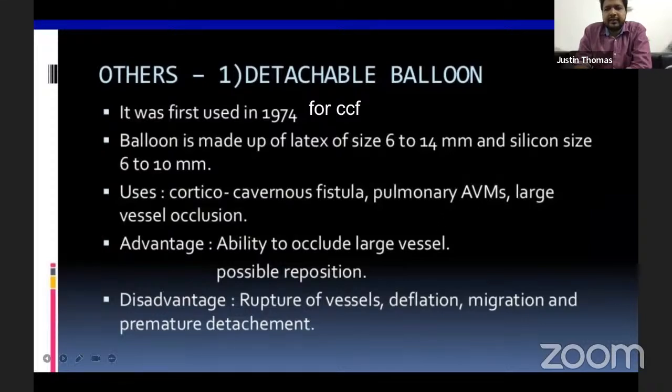So other materials used for permanent occlusion is the detachable balloon, which was initially used for CCF. It is made up of either latex or silicone, and it is also used in pulmonary AVMs and other large vessel occlusions. So detachable balloons can occlude large vessels, and it can be repositioned also by deflating. But there is a significant risk of rupture of vessels, deflation, migration, and premature detachment.